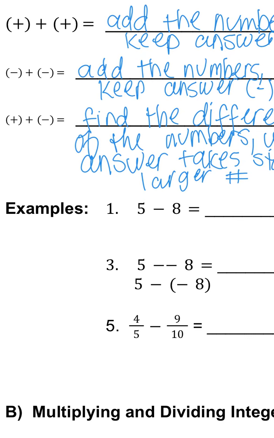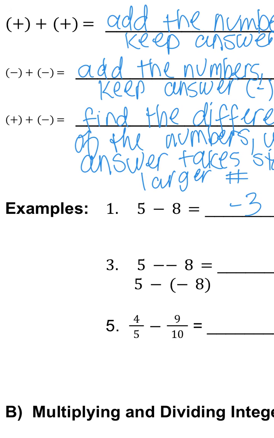Okay, so some examples. I'm going to have you guys do some examples here. Go ahead and do 1 and 2 on your own and tell me what you get. Okay, so what do we get for number 1? 5 minus 8. Very good, -3. What about number 2? -5, -8. 13. Good, -13.